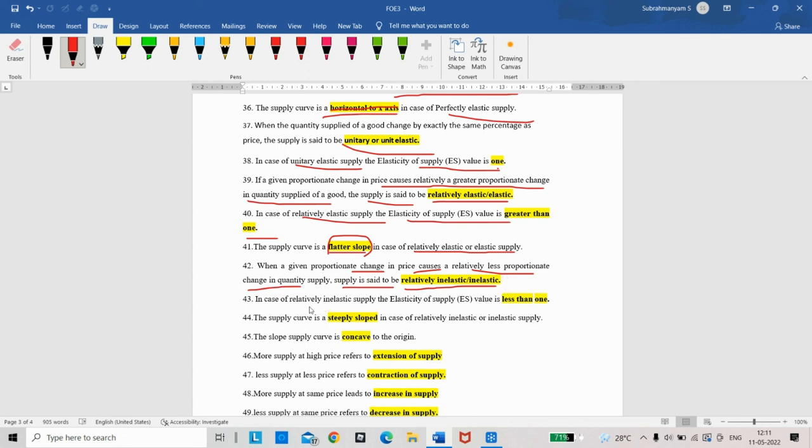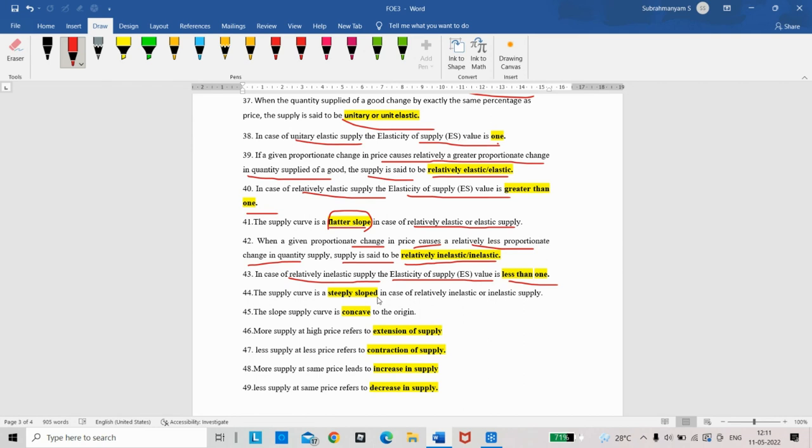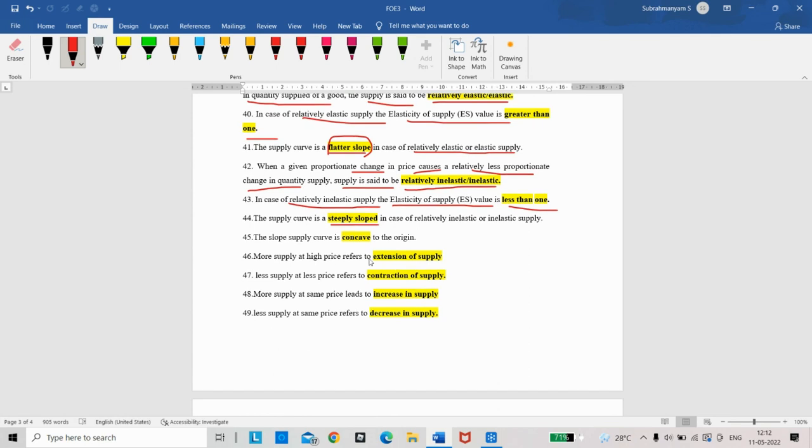In case of relatively inelastic supply, the elasticity of supply value is less than 1. The ES value is less than 1. The supply curve is steeply sloped in case of relatively inelastic or inelastic supply.